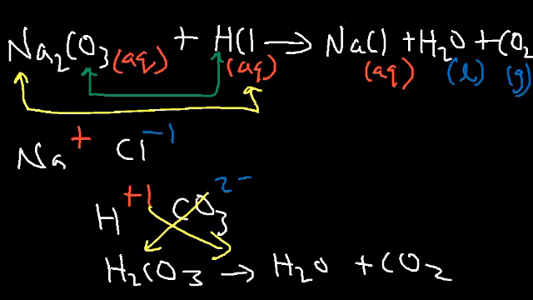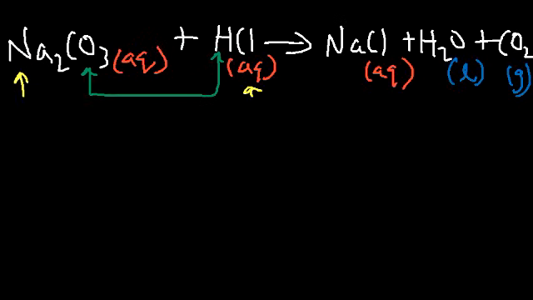So now the reaction is already balanced. So let's go ahead and write the total ionic equation. So let's separate sodium carbonate into ions. So we have 2 Na plus cations and carbonate.